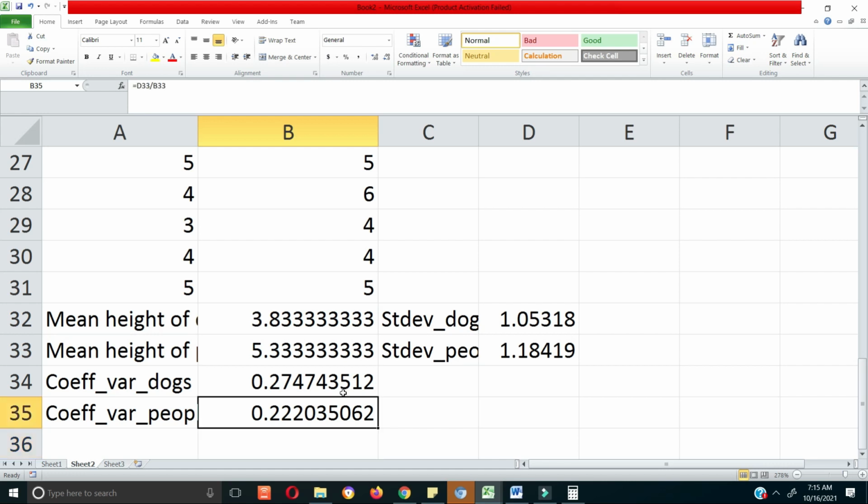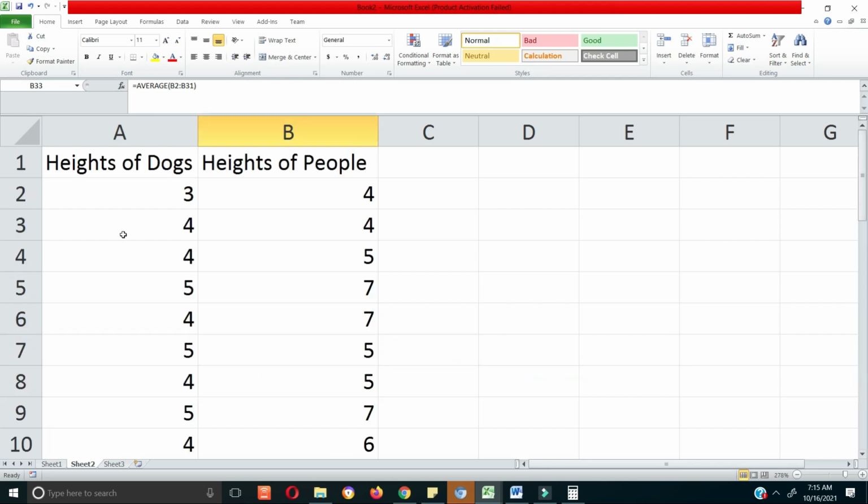Let me just be sure: average B2 to B31, A2 to A31, B2 to B30. So if you want to compare these two and the means are different, this is how you standardize. Obviously we still have more variance in people. This could be because, let me see, how many values do we have here? This was run between 4 and 7, so you have 4 values, right?